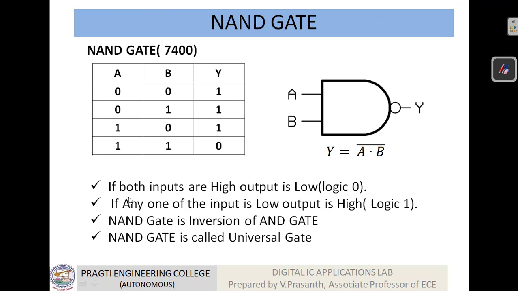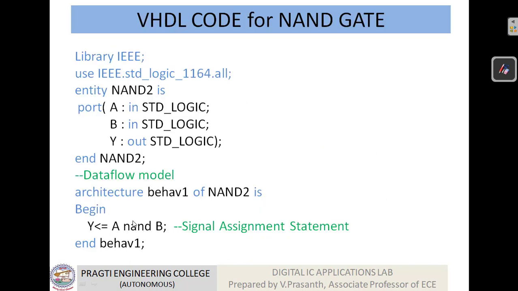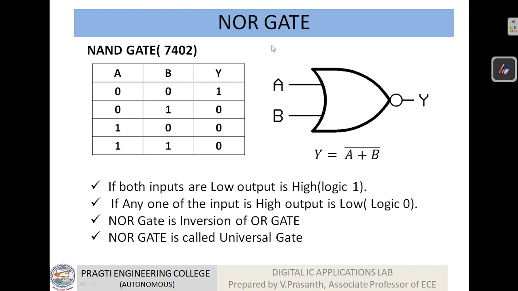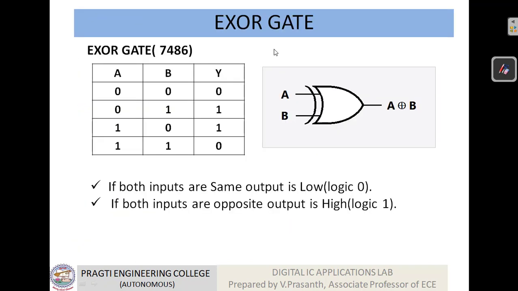Then the NAND gate, which is a universal gate, is the inversion of the AND gate. If both inputs are 1, then only the output is 0. In the rest of the cases, it is 1. In the data flow code, A NAND B directly calls the primitive gate from the library package 1164. Whereas in the behavioral code, if A is equal to 1 and B is equal to 1, Y is assigned 0, else 1. Likewise we have given for the NOR gate and also the exclusive OR gate.